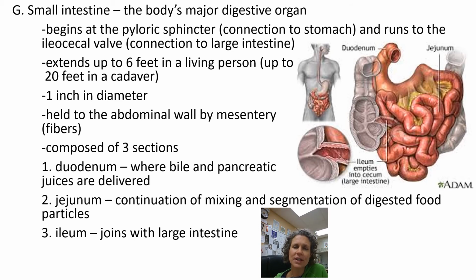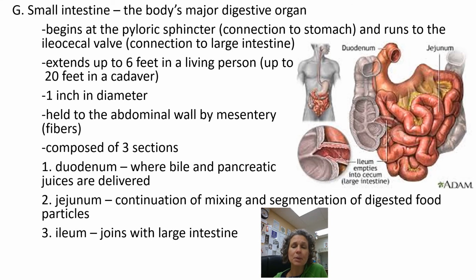And mostly that's because in a living person, you can't really release all of the connections and all the things that are holding it in there. The mesentery, which are the fibers that hold everything in place, as well as it being a fairly muscular organ. But still, it is about 1 inch in diameter, so that's where the small part comes from, because it is essentially a small tube. It is made of 3 segments.